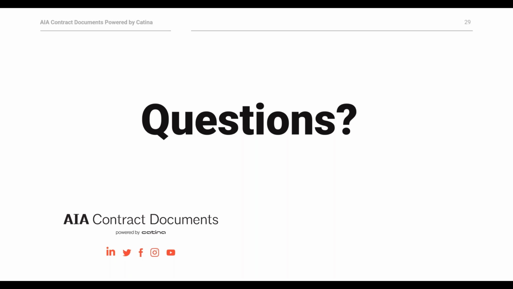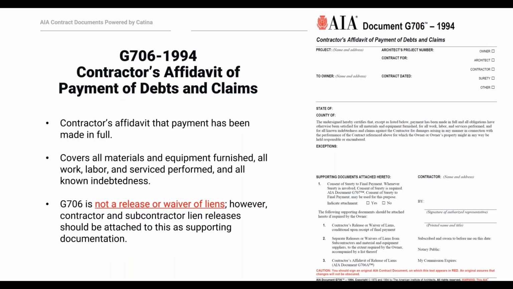I think of the G706 as almost a cover letter for all of your lien waivers that would be provided as part of your payment application. So if I'm a general contractor, I would use the G706 as a cover page with all of my lien releases attached to it. Mike, I don't know if you want to scroll back to slide 25, but you can see on the G706 that it says supporting documents attached here too. And then the second half of it is the following supporting documents should be attached here too if required by the owner. And you can see that first one is contractor's release or waiver of liens.